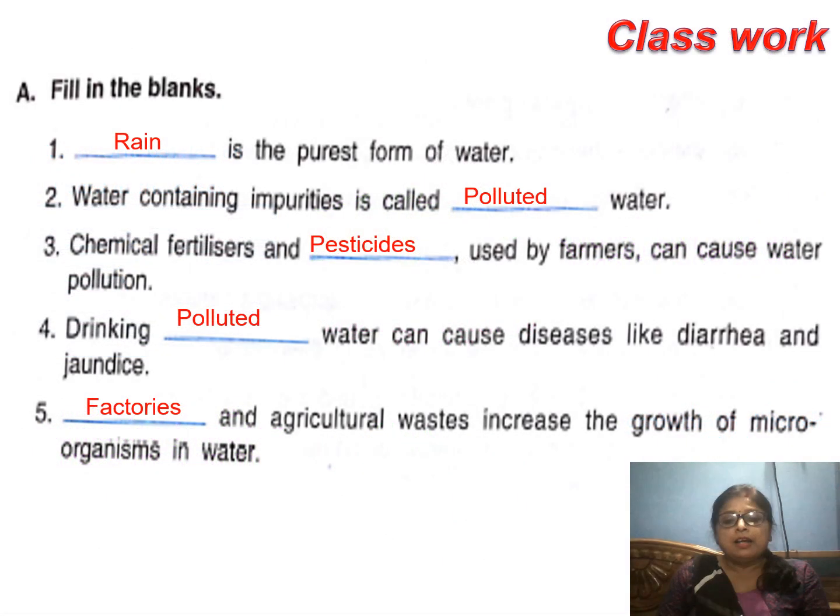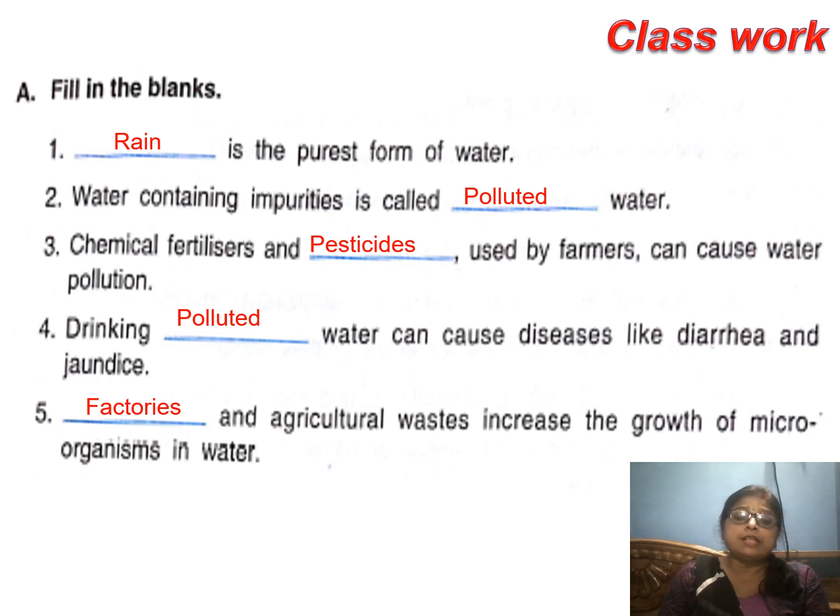Dear students, already I have explained the chapter. So first you go through the chapter and then all of you will start your classwork. Your first work is fill in the blanks. Answers of the fill in the blanks are given here. With the help of these answers, you can complete the classwork. First one, rain is the purest form of water. Water containing impurities is called polluted water.